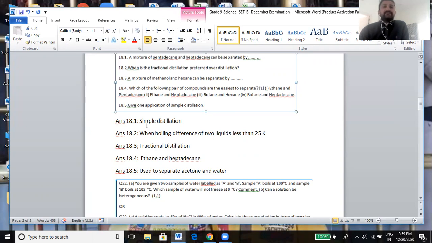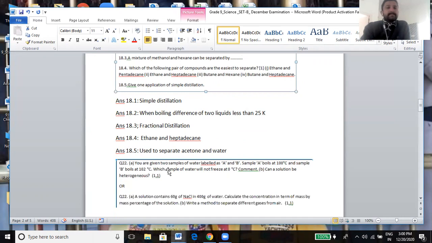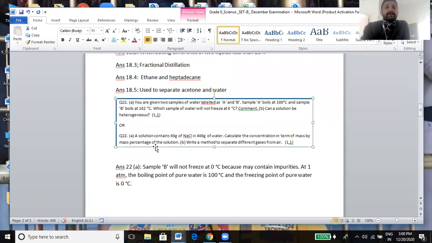18.5, give one application of simple distillation. It is used to separate out acetone and water. You are given samples of water labeled A and B. Sample A boils at 100 degrees Celsius. Sample B boils at 102 degrees Celsius. Which sample of water will not freeze at 0 degrees Celsius?